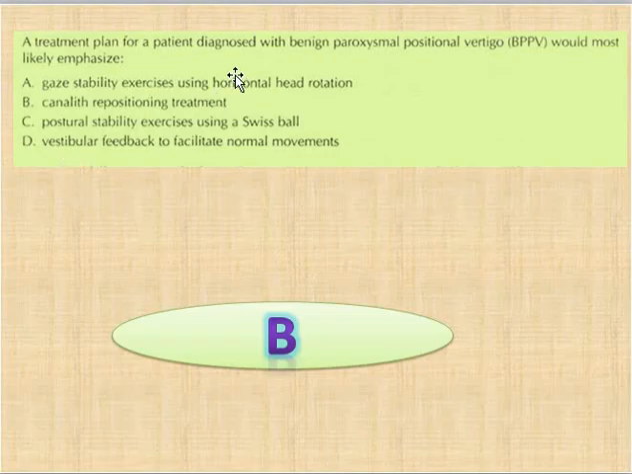Okay, a treatment plan for a patient diagnosed with benign paroxysmal positional vertigo would most likely emphasize: option A, gaze stability exercises; B, canalith repositioning treatment; C, posture stability exercise using a Swiss ball; D, vestibular feedback to facilitate normal movement. In this case the correct option is option B, canalith repositioning treatment, which is most likely emphasized during treatment of benign paroxysmal positional vertigo.